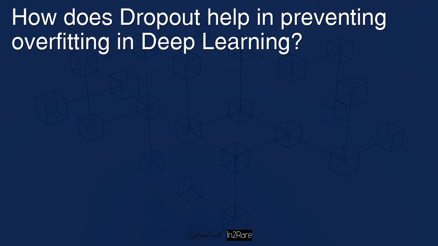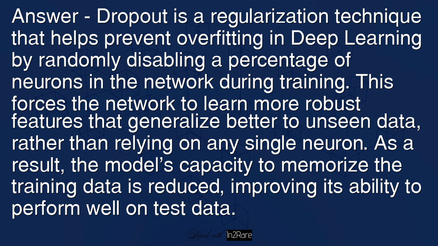How does dropout help in preventing overfitting in deep learning? Answer: Dropout is a regularization technique that helps prevent overfitting in deep learning by randomly disabling a percentage of neurons in the network during training. This forces the network to learn more robust features that generalize better to unseen data, rather than relying on any single neuron. As a result, the model's capacity to memorize the training data is reduced, improving its ability to perform well on test data.